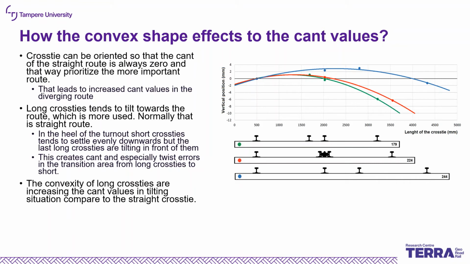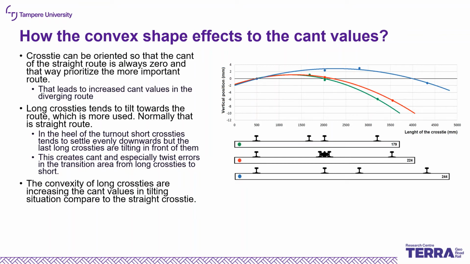So they are tilting, and that's a problem because in the heel of the turnout, the short cross ties, the normal cross ties, are settling evenly, so they are just evenly settling down. But the last long cross ties in front of them are tilting, so they are evolving cant values.